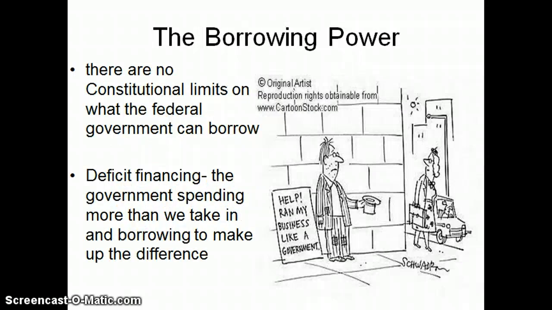Also important when you look at money is the borrowing power. The federal government can borrow whatever money they want. They do a practice called deficit financing. What that means is the government spends more than they take in every year, then they borrow money to make up the difference.